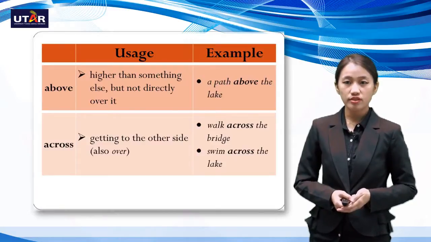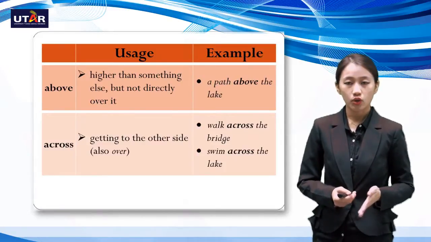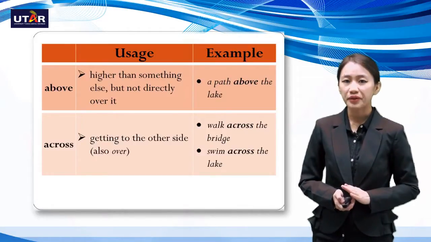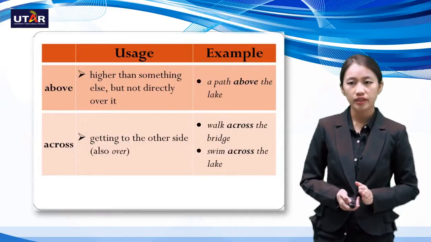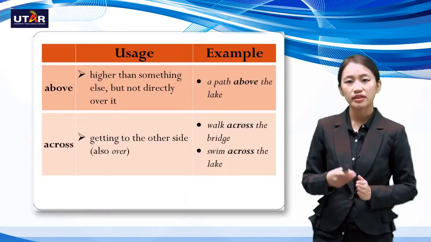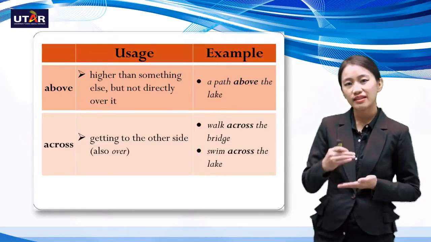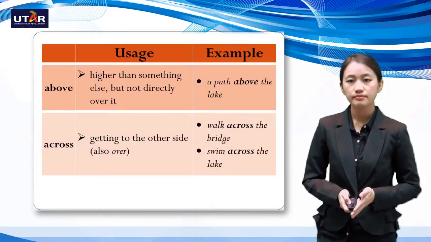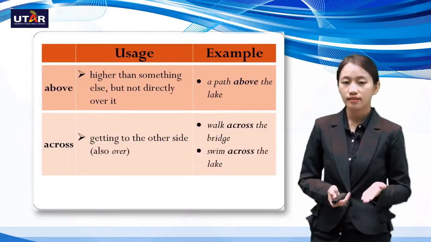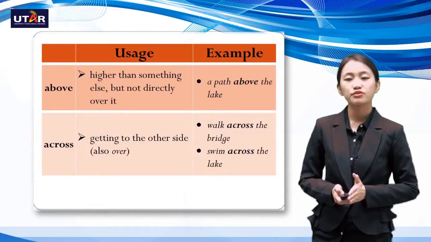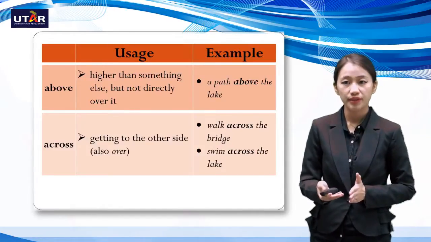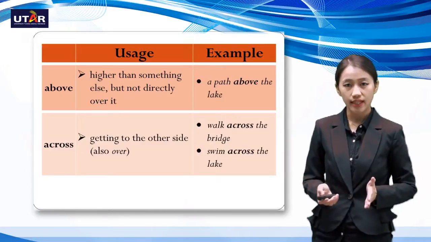The next preposition is above. So above here indicates higher than something else, but not directly over it. So example here, a path above the lake. So we are not basically directly over the lake, but basically higher than the lake. Now here would be across. So across, similar to over, it means getting to the other side. So example would be walk across the bridge or swim across the lake.